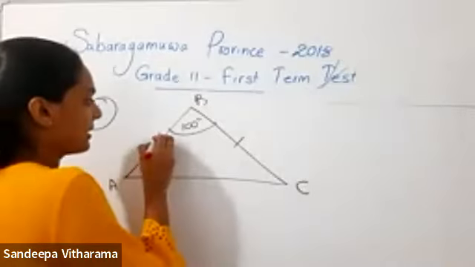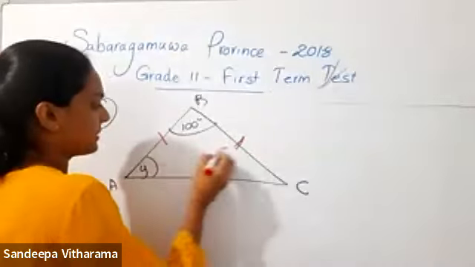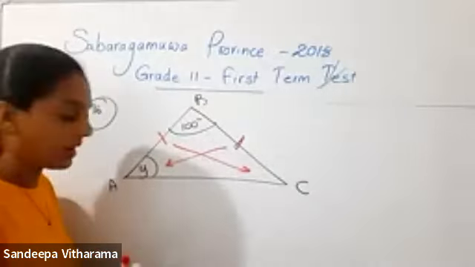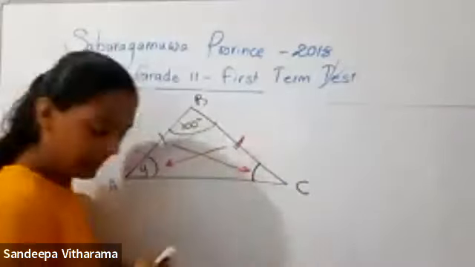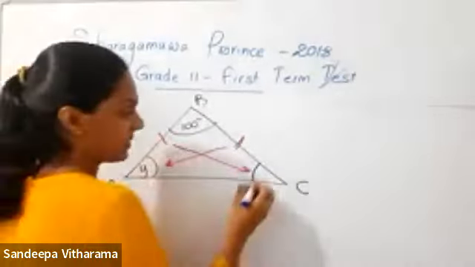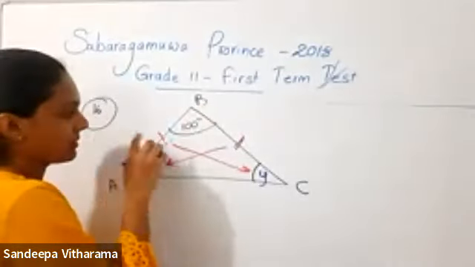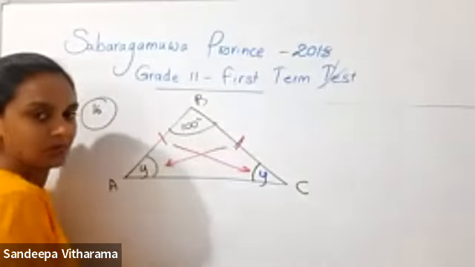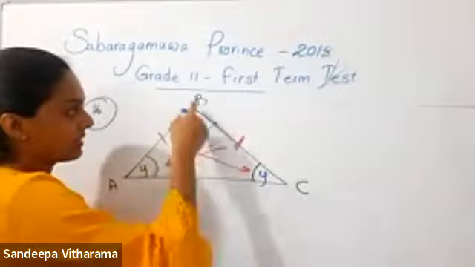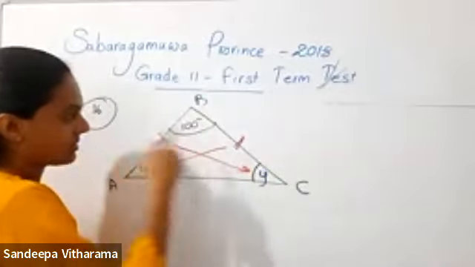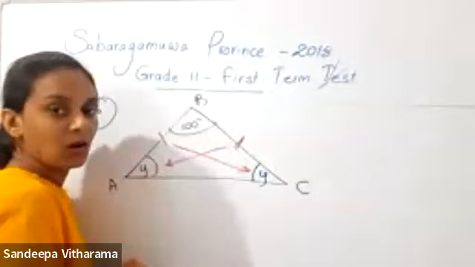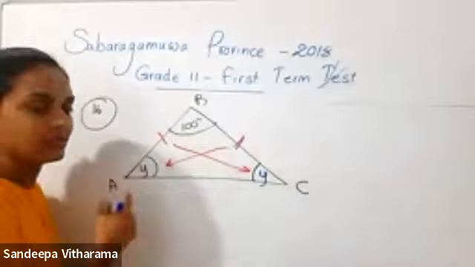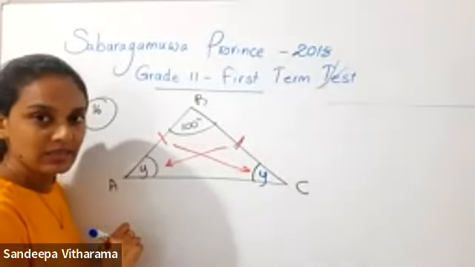Look, they have given 2 sides are equal. That means the 2 angles opposite to these 2 sides are equal to each other. AB and BC are equal. Then if the angle opposite to BC equals y, the angle opposite to AB should also equal y. Now we can write the relationship of the interior angles of a triangle.